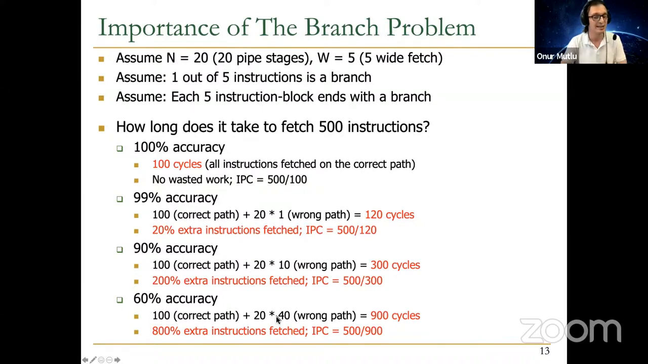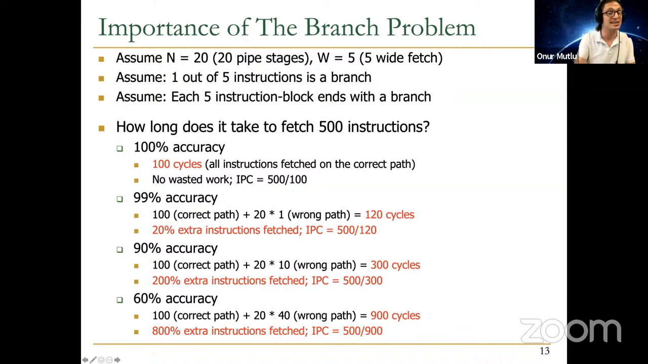You have a wide and deep pipeline. You're wasting a lot of cycles on the wrong path, even if you're 60% accurate, even if you're 90% accurate. 99% is not terrible, as you can see, but you're still wasting 20% extra instructions, right? So that's the importance of the branch problem. And keep this in mind.